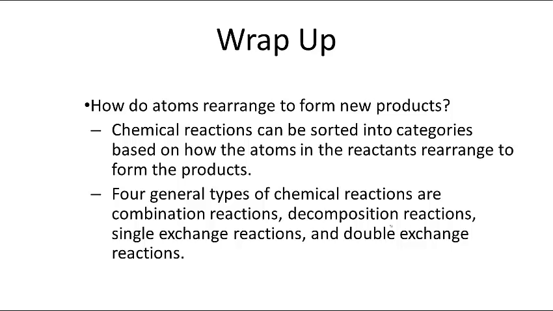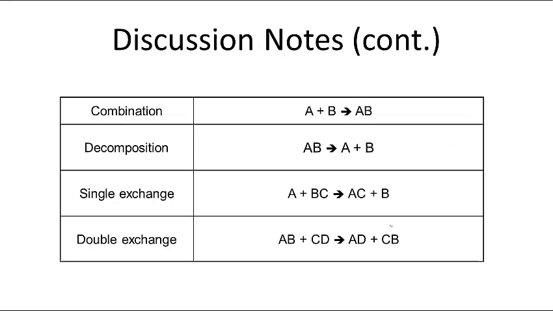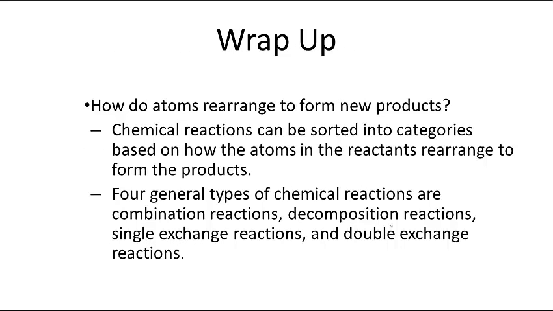All right, wrap up. How do atoms rearrange to form new products? Well, chemical reactions can be sorted into categories. And these categories, you can write down, what I might do on your periodic table is write down this right here to get you the basic format. I don't want you to have to memorize it, but just understand how atoms can rearrange with one another to make new products. And the four general types of chemical reactions are combination, decomposition, single exchange, and double exchange.